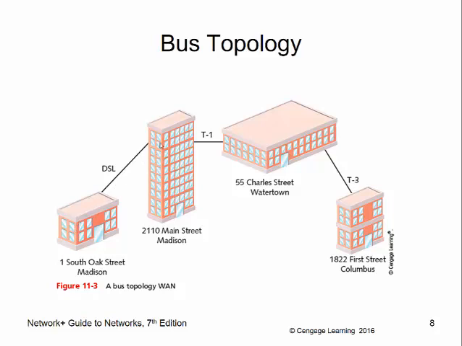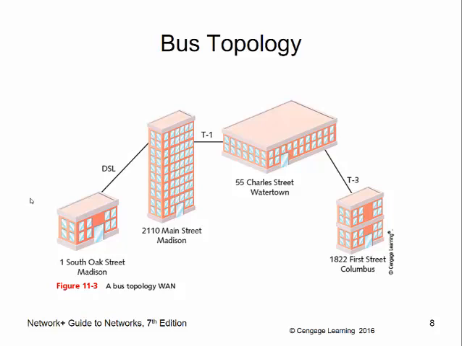Well, if I connect my buildings together like this in series, that's a bus. It's just like the old bus topologies you saw with hubs, except it's spread over hundreds of miles, if not thousands of miles. If the South Oak Street office wants to talk to the First Street office, that signal has to go through the Main Street office, the Charles Street office, and then on to the destination. And the reply has to go back.